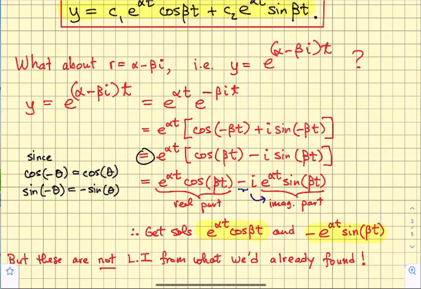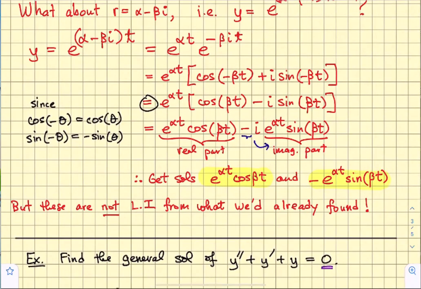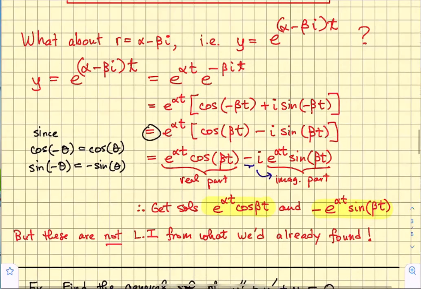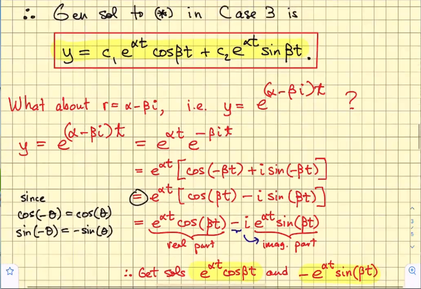Now you do have to keep this sign with this quantity. The imaginary part isn't just this, it's this together with this sign, but it does not include the i. So the real part is e to the alpha t cosine beta t. The imaginary part of the solution is negative e to the alpha t sine beta t. And if you stare at these, both are bona fide real solutions. They are linearly independent from one another, but they're not linearly independent from the pair we already found. As a matter of fact, this is a carbon copy of what we found above, and this is just the negative of what we found above.